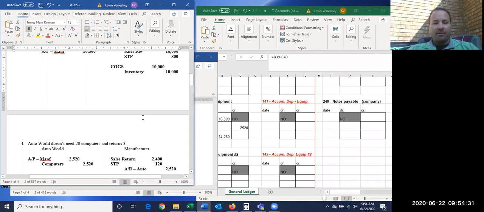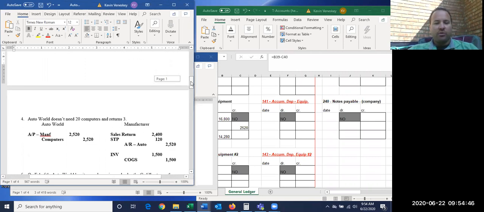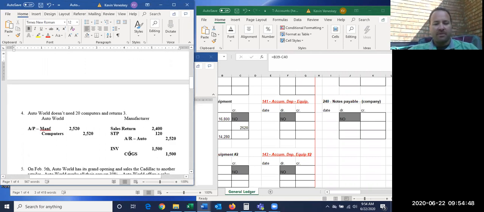Now I can't stop there. I also have to do this entry backwards because this indicates that I sold 20 items at $500 a piece, but I didn't. I sold 3 less than that. So I need to do 3 less down here. I need to show just a reverse.